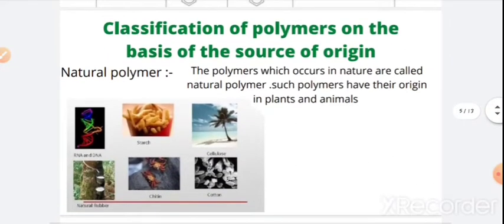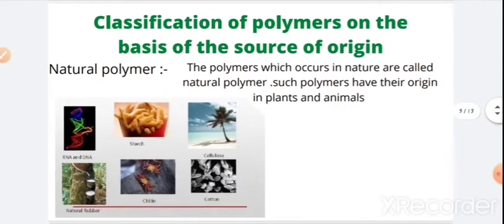Now next is classification of polymers on the basis of the source of their origin. Origin is a place, a natural place where they originated from, right? So natural polymer, the polymers which occur in nature are called natural polymers. Such polymers have their origin in plants and animals. Okay, here are the examples of natural polymers.